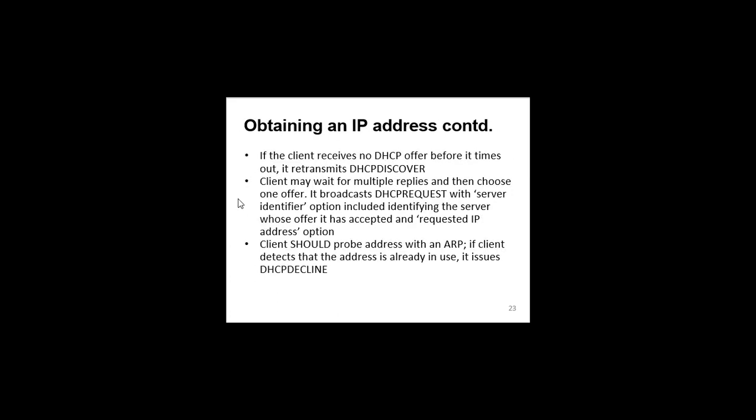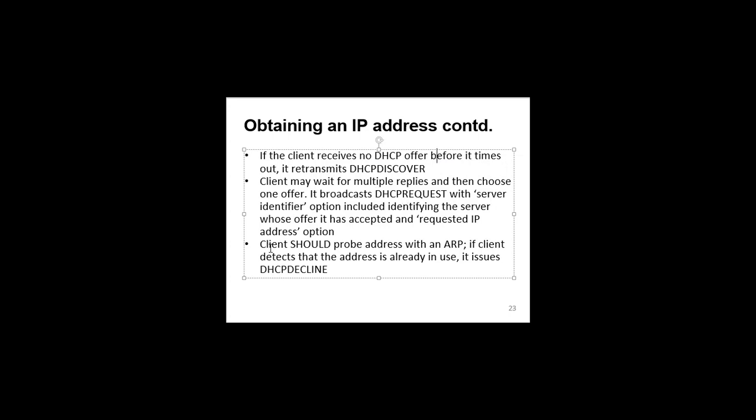Once after obtaining an IP address, if a client receives no DHCP offer before it times out, it retransmits a DHCP discover. So unless and until the client receives the new IP address, it will retransmit the DHCP discover. The client may wait for multiple replies and then choose one offer. If it is not accepting any offer, it can also use another broadcast message by requesting a DHCP discover message again and again. So this is the scenario.